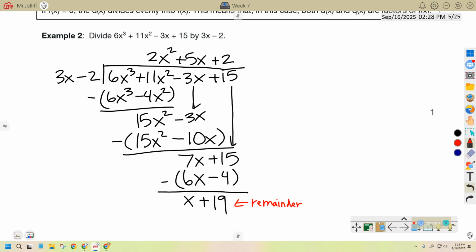To build my answer, I'm going to do it like I did it for numeric division. I know my answer is the quotient, 2x squared plus 5x plus 2, and then the remainder as a fraction, plus x plus 19 over 3x minus 2. Same pattern: quotient, remainder over divisor.